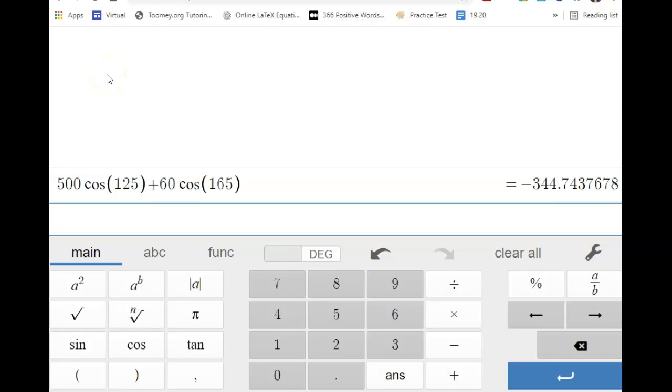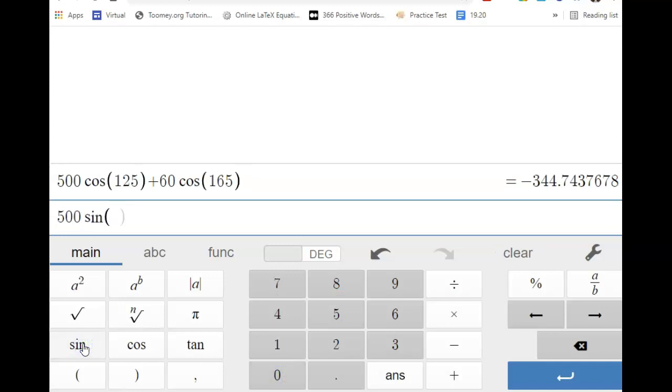So now I'm going to do my y component. Go ahead and do them both at the same time. So 500, this time it is the sine of 125, close parentheses, plus 60 times the sine of 165.